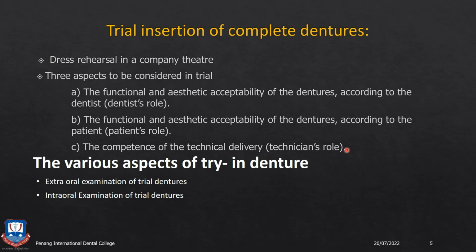Various aspects are: first, we examine the denture extraorally, that is the trial denture or the wax setup of the denture is examined before placement in the patient's mouth. And the next is the intraoral examination of the trial dentures, that is you verify the aesthetics, you verify the peripheral borders of the denture, you verify the centric relationship, centric occlusion, you verify the vertical dimension of occlusion and rest, and finally you also verify the phonetics, that is the patient's speech is not impeded.